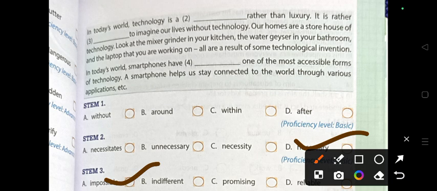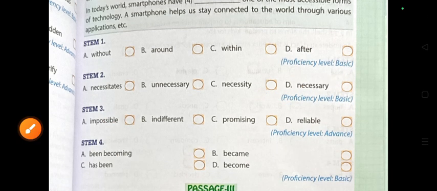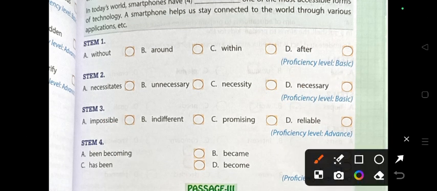Our homes are a storehouse of technology. Look at the mixer grinder in your kitchen, the water geyser in your bathroom, and the laptop that you are working on. All are a result of some technological invention. In today's world, smartphones have... the fourth option is given here. Smartphones have dash one of the most accessible forms. So we'll write here become. Smartphones have become. So the third form is become because have is there. So we'll write: in today's world, smartphones have become one of the most accessible forms of technology. A smartphone helps us stay connected to the world through various applications, etc.